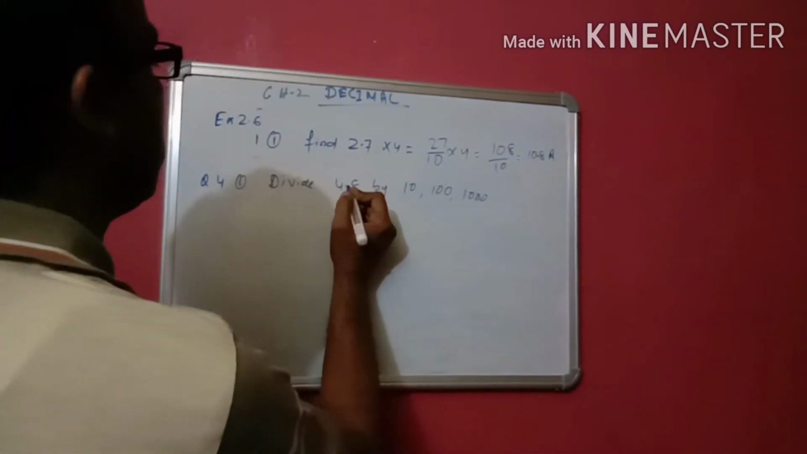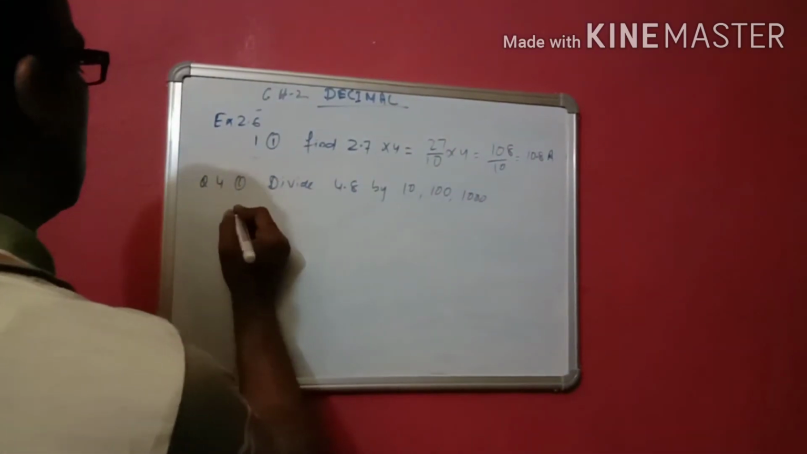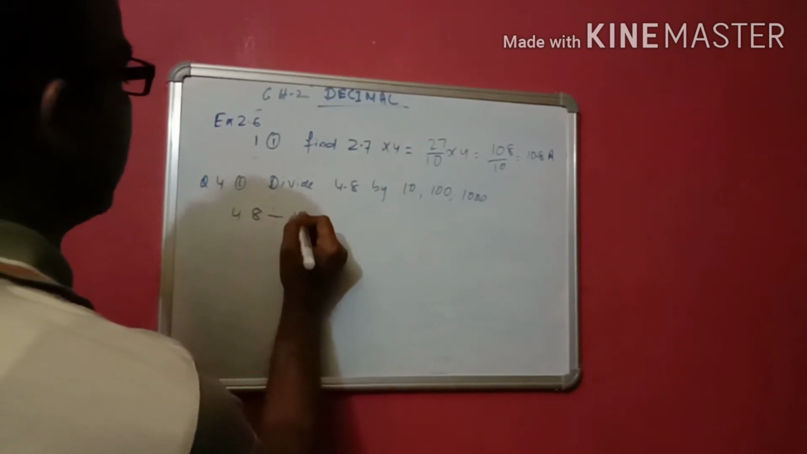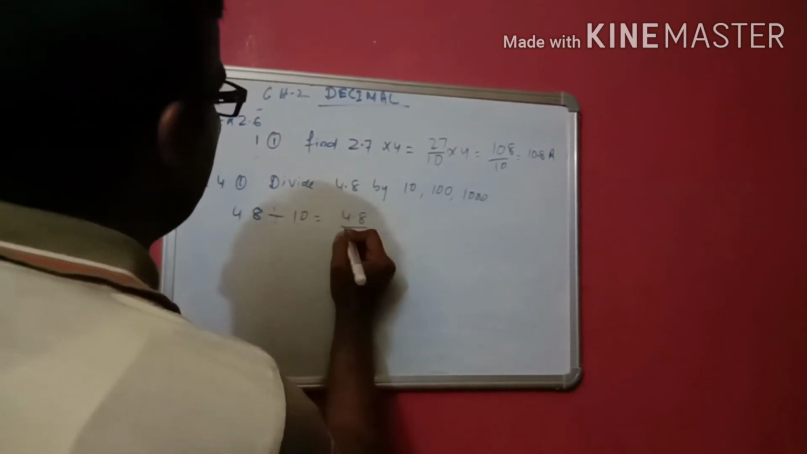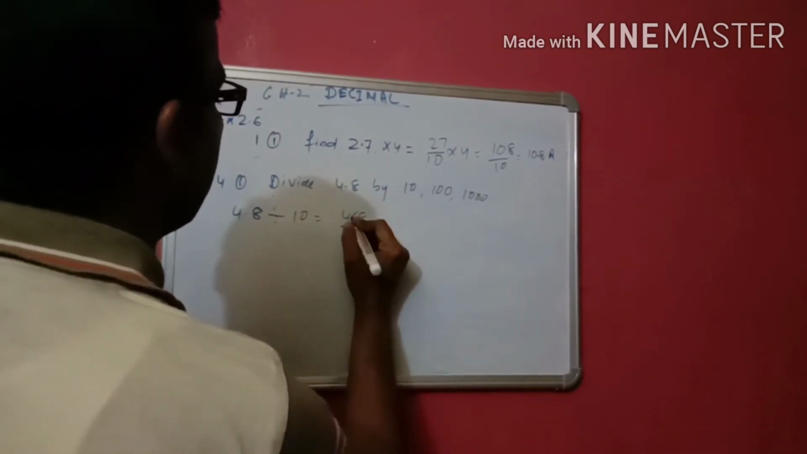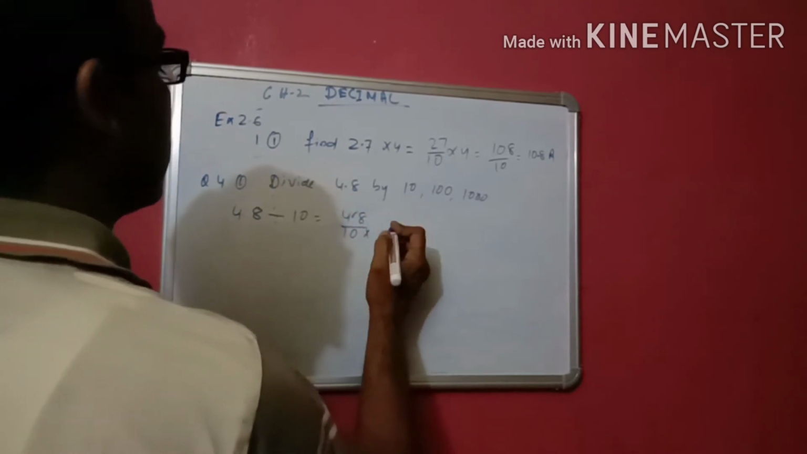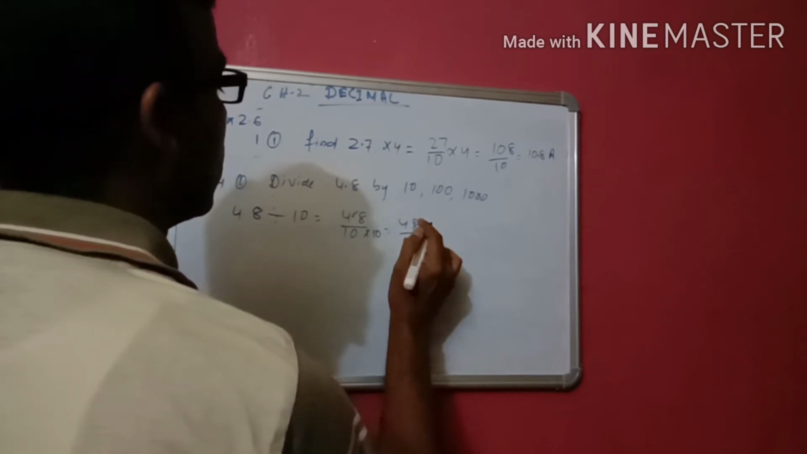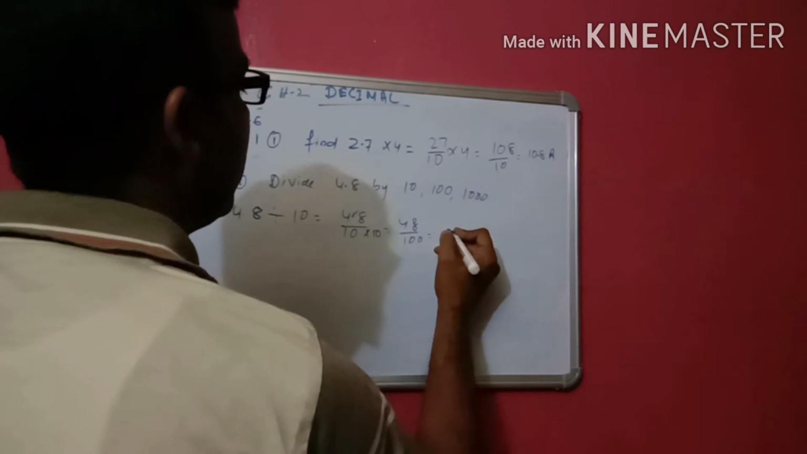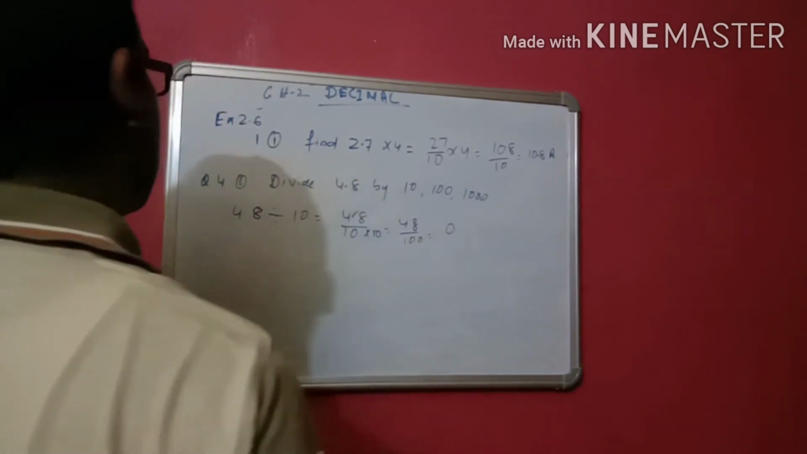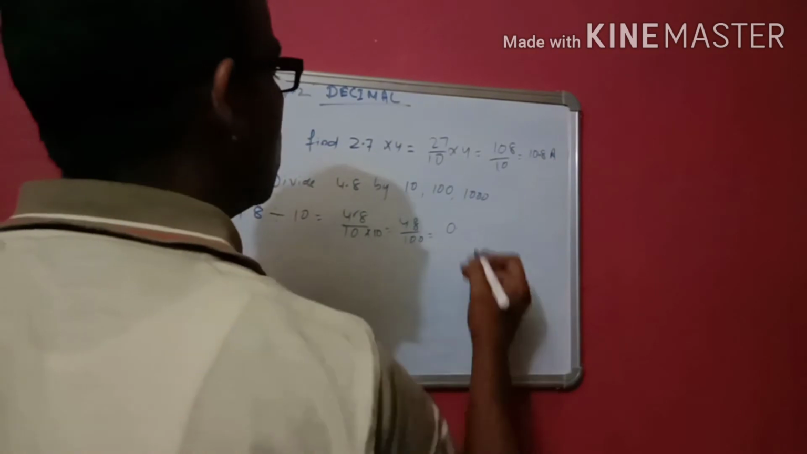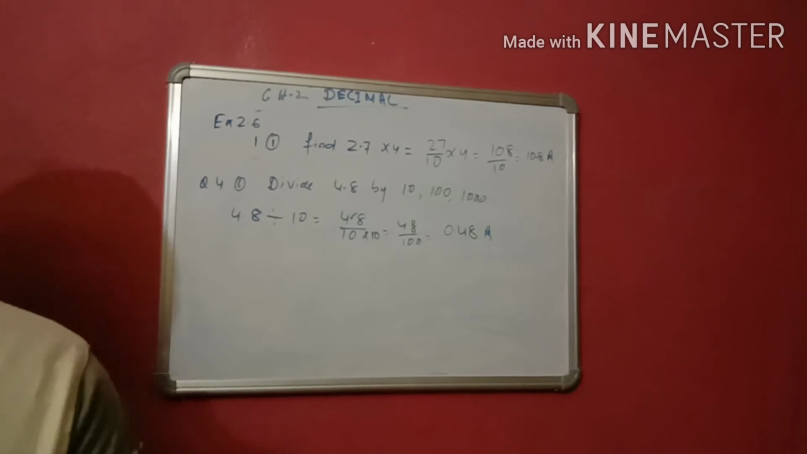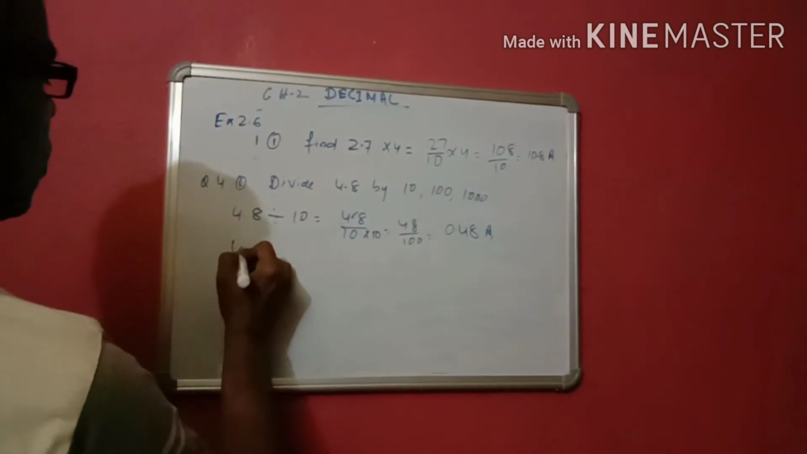Now divide 4.8 by 10, 100 and 1000. So 4.8 divided by 10, it will be what? 4.8 by 10, remove the point. After decimal how many digits are there? 1. So this is 10, therefore 48 by 100. I can write 0.48.